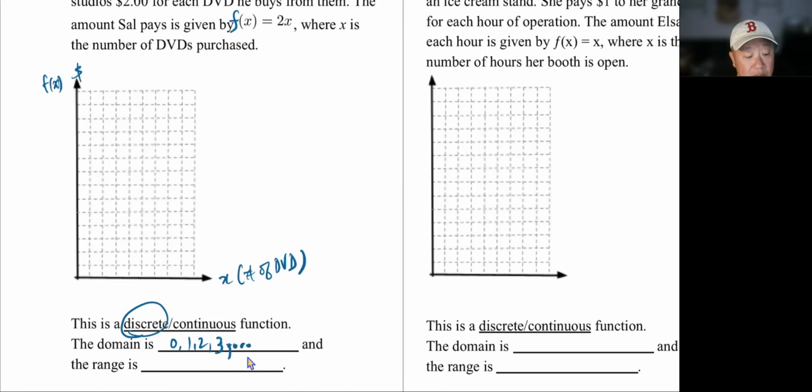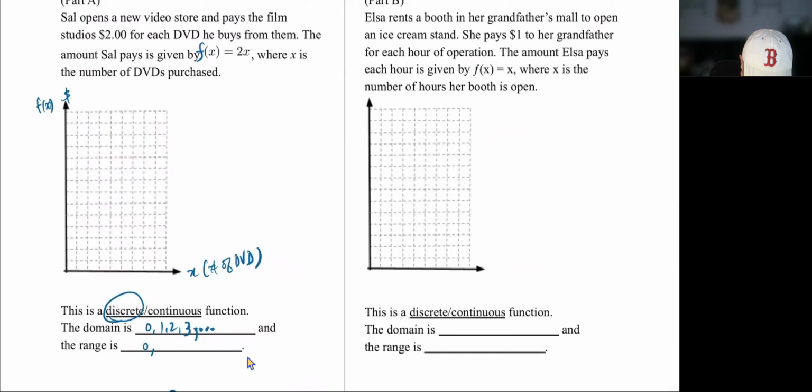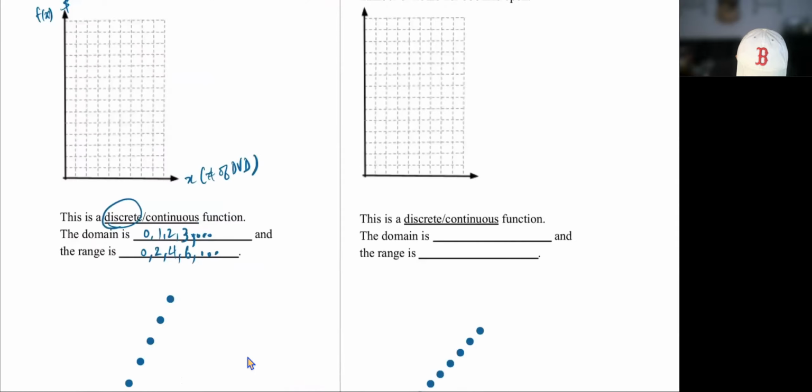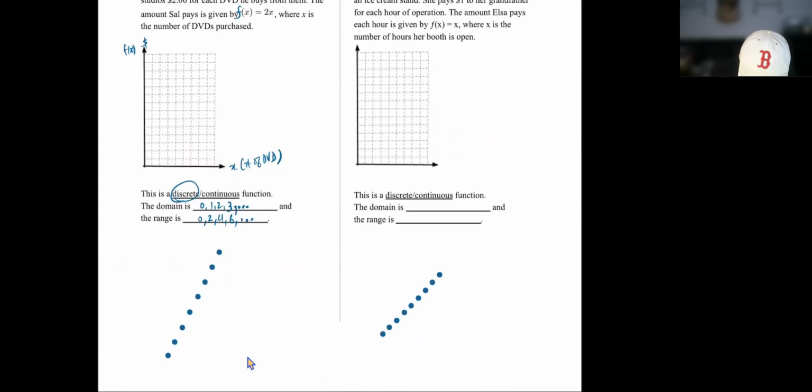Then what is the range? Well, if it's $2 each, then if you buy nothing, you made nothing. If you sell one, there's $2 for each one, 2 times 1 is 2. And if you sell two, 2 times 2 is 4. You basically double everything, and then dot, dot, dot. Once you set a pattern, you could simply put dot, dot, dot and just follow the pattern. I did this ahead of time, and here are a bunch of points right there.